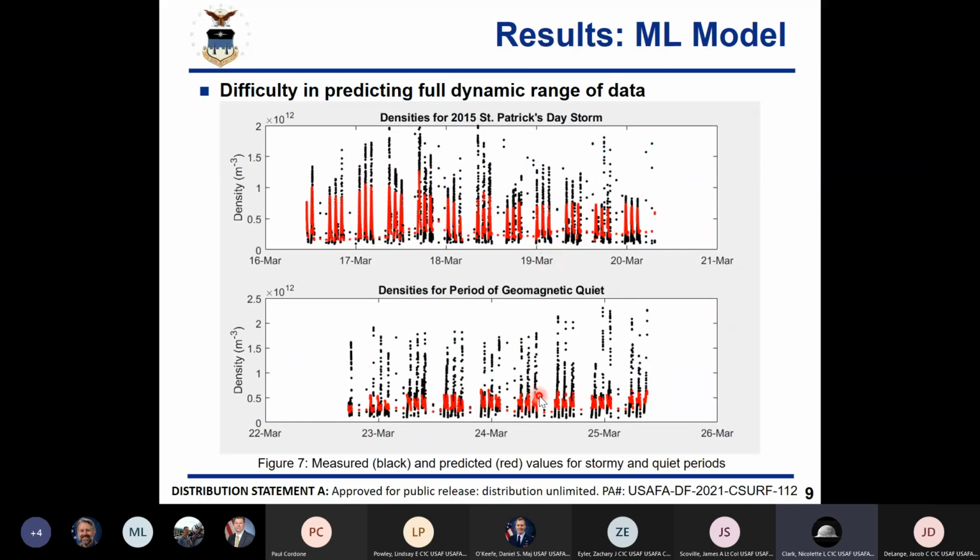And so from this, we were able to infer that our model is actually placing too much emphasis on KP, which means that when KP is elevated, such as during the stormy time, then the model makes better predictions. It predicts a wider spread of plasma densities, and in times of lower KP, it does not do as well. It does not predict that the densities will be as high.